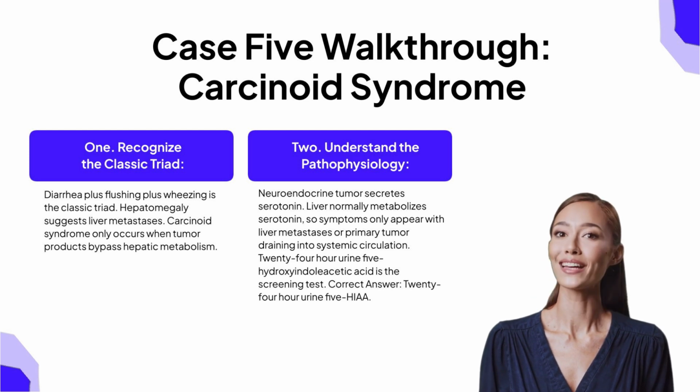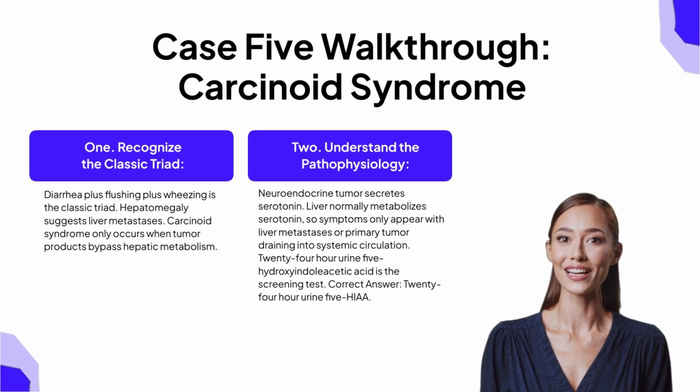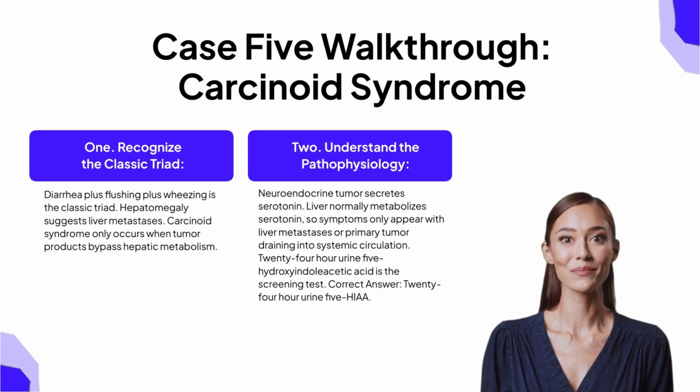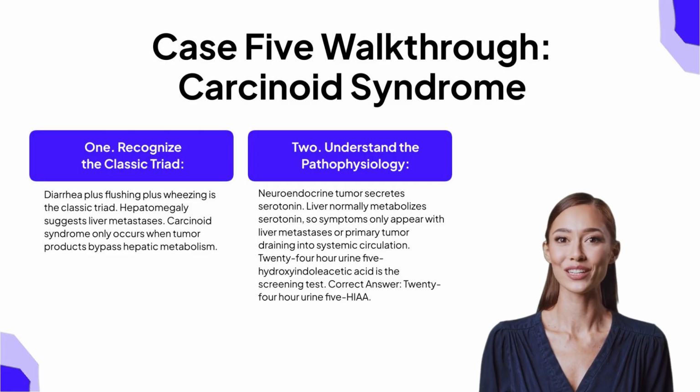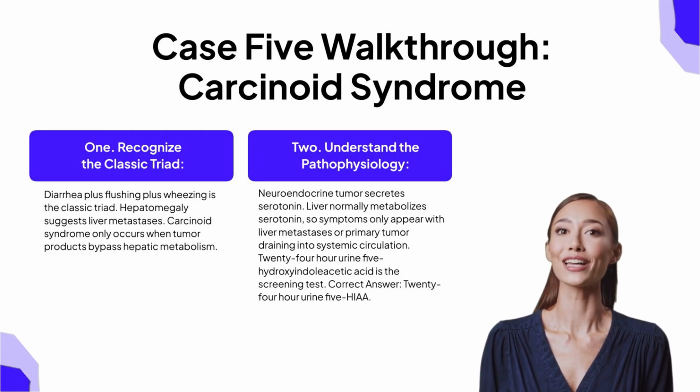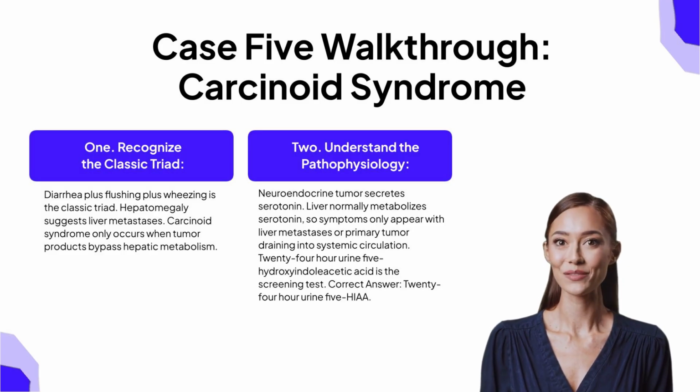Step 1. Recognize the classic triad of carcinoid syndrome: diarrhea, flushing, and wheezing. Step 2. Understand the pathophysiology. Carcinoid tumors are neuroendocrine tumors that secrete serotonin. Normally, the liver metabolizes serotonin, so you only get systemic symptoms when the tumor has metastasized to the liver or the primary tumor drains directly into systemic circulation. The hepatomegaly in this case tells you there are liver metastases.